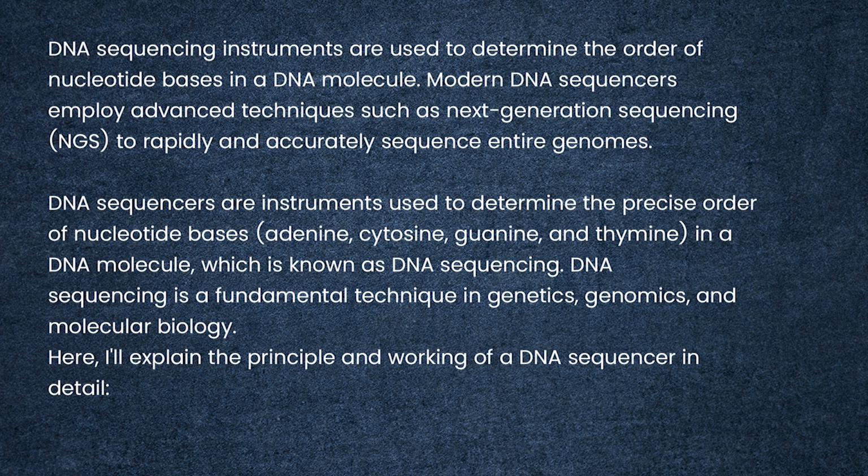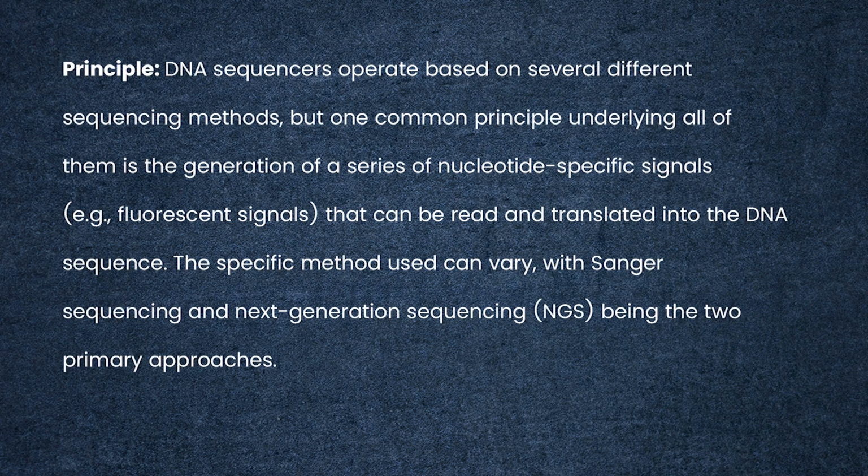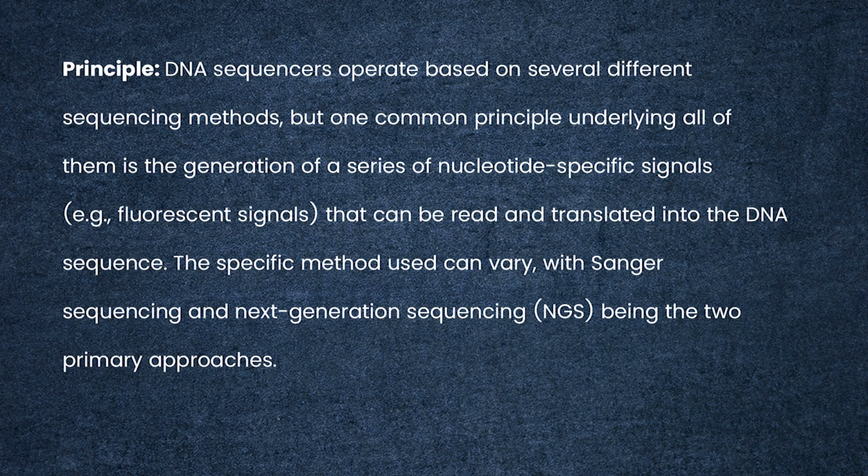Now, I will explain the principle and working of a DNA sequencer in detail, starting with the principle on which the DNA sequencer works. The DNA sequencer operates on the basis of several different sequencing methods, but one common principle underlying all of them is the generation of a series of nucleotide specific signals, for example, a fluorescent signal that can be read and translated into the DNA sequence. The specific method used can vary, with Sanger sequencing and next generation sequencing being the two primary approaches.